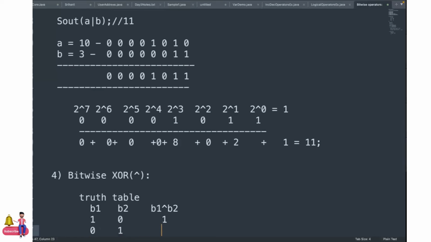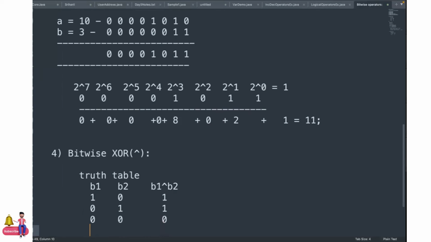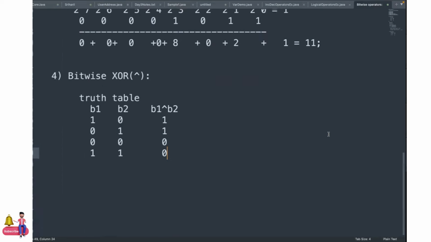Now bit 1 is 0 and bit 2 is 1. Then what will be the result? It is again going to be 1. If both are same, bit 1 is 0 and bit 2 is 0, then it is going to be 0. And if bit 1 is 1 and bit 2 is also 1, this combination is also going to be 0. When they are same, it is 0. When they are different, it is going to be 1. Understood, right? This is how the bitwise XOR operator truth table generally looks.